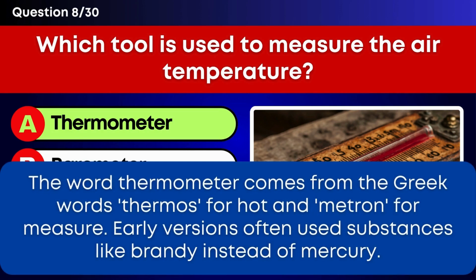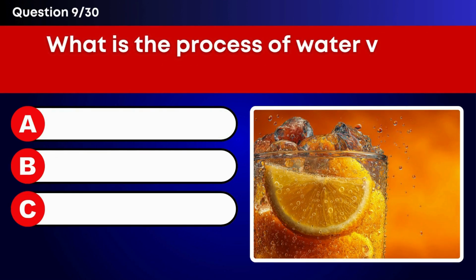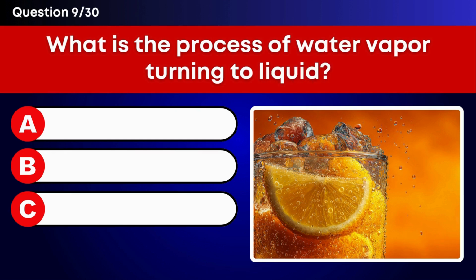Thermometer. The word thermometer comes from the Greek words thermos for hot and metron for measure. Early versions often use substances like brandy instead of mercury. What is the process of water vapor turning to liquid?